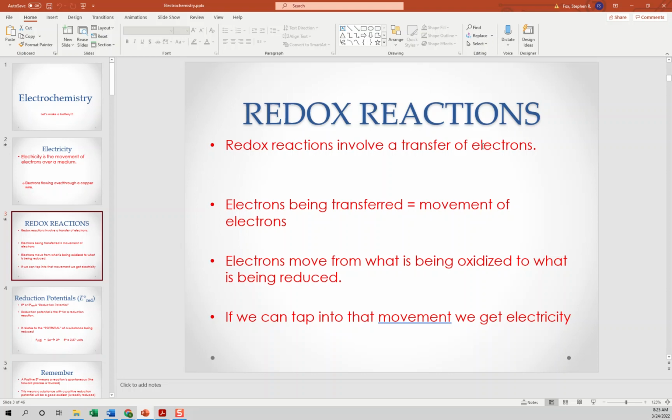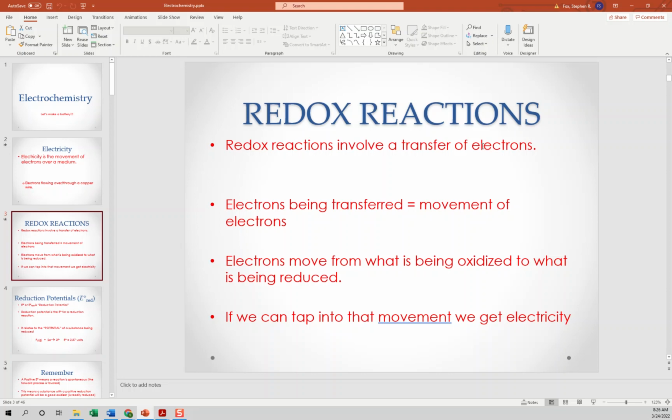So if we separate the two things, the one thing pushing electrons away from it, the thing that's going to be oxidized, and the one thing that is pulling electrons to it, the thing that wants to get reduced, and we connect them with something that allows the flow of electrons, like a copper wire, then the thing that wants to be oxidized is going to push electrons along the wire, and the thing that wants to be reduced at the same time is pulling those electrons to it from the wire.